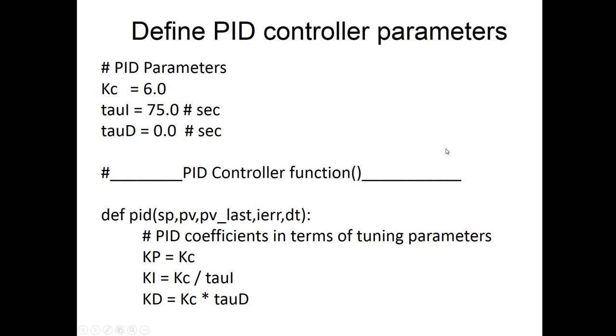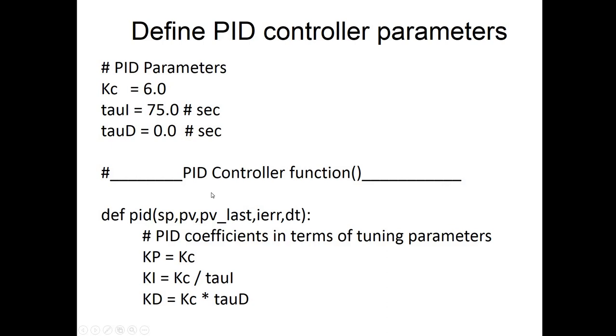So in a simple Python program, how do you implement this? We have three constants, that is what I said, Kc, tau I and tau D. Right now I will give some random values, 6, 75. This tau I is the integration time, so it will be in seconds. The tau D I will keep at 0. So we are going to have more of a PI controller instead of a PID controller. This D is kept as 0.